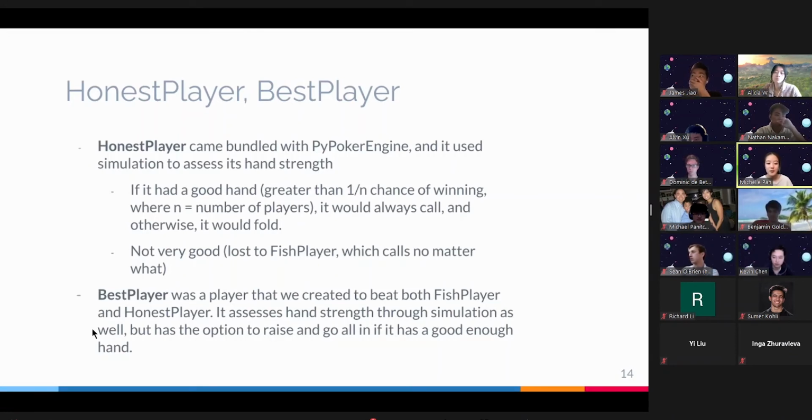We then expanded on that by creating a best player that we tried to use to beat the honest player. It assessed hand strength through the simulation, but we also made it more aggressive by allowing it to raise and go all in if it was more confident in its hand.